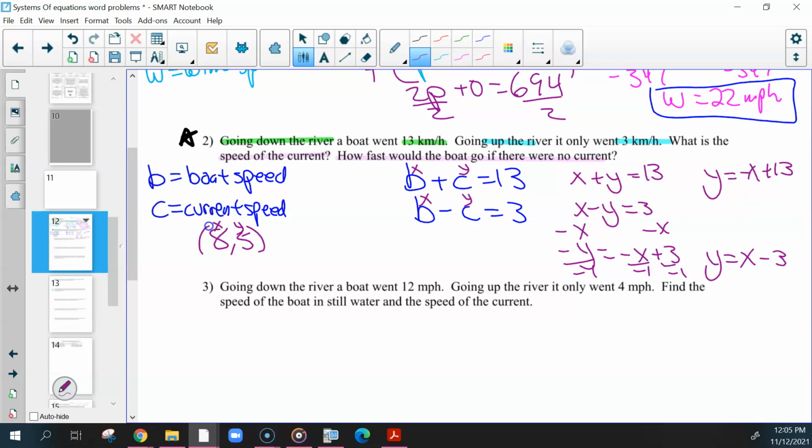Then write what those really mean. X was B, Y was C, so B equals 8 kilometers per hour, and C equals 5 kilometers per hour. I don't know what type of boat this is, but they're not going very fast. Do we have any questions on that?